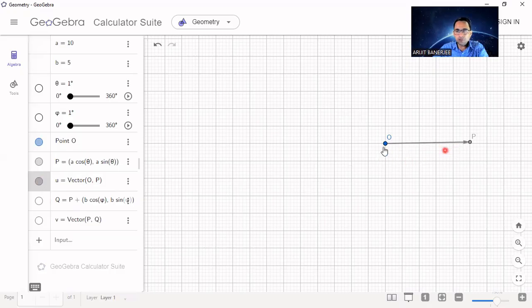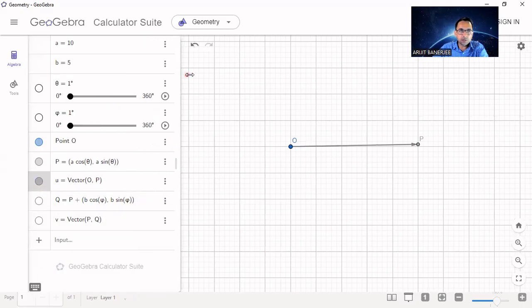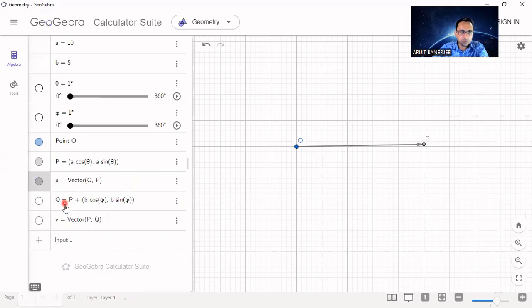So you can see the vector OP on the screen. Now I have defined point Q as I have described in the equations. So you can see the point Q is defined in terms of point P. So Q is P plus B cos phi comma B sin phi. You have to observe that this is the basis for the 2 degree of freedom system, or the animation of two different objects with two different angles.